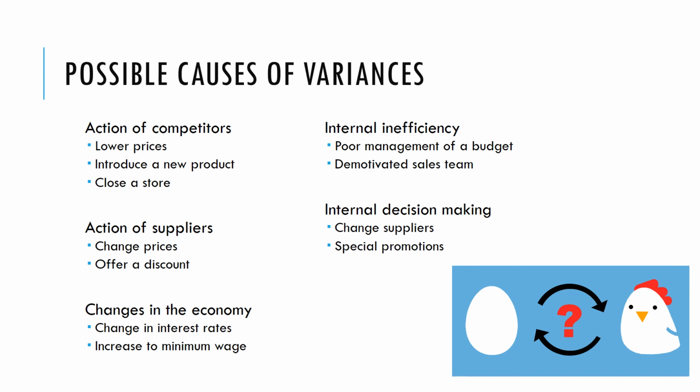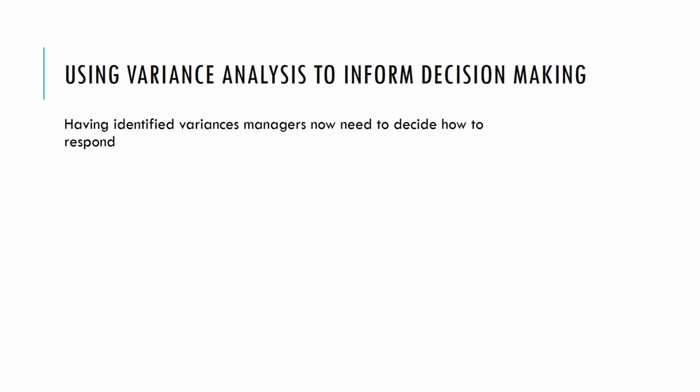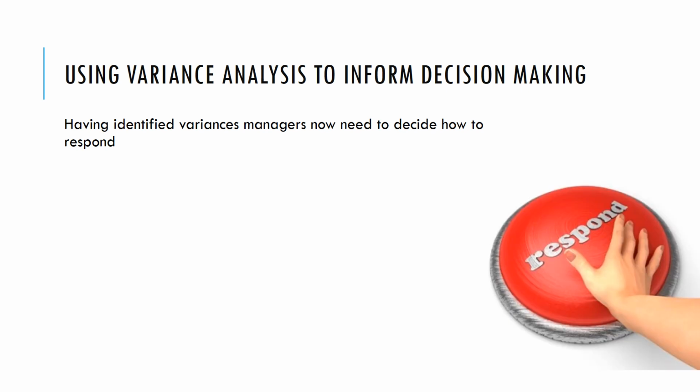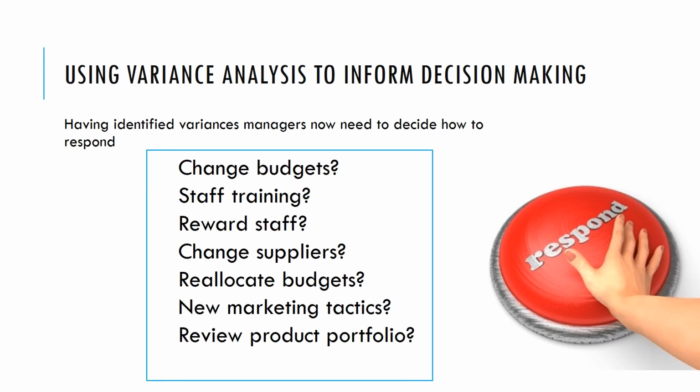So this is a variance, and the business analyses whether it's favourable or adverse. Then they need to decide what to do. The business now decides how to respond. So they might consider a number of different things. Changing the budgets might be the simplest one. Maybe the budget just wasn't right. Maybe they need to train the staff better, or reward staff better, and motivate them. Maybe change suppliers, or reallocate their budgets to different departments. Or maybe they need to try a new marketing tactic to encourage more sales. Or maybe they need to review how many products they're offering. But the key is using the analysis. Can they identify where the problem is, and then think about what the business should do.